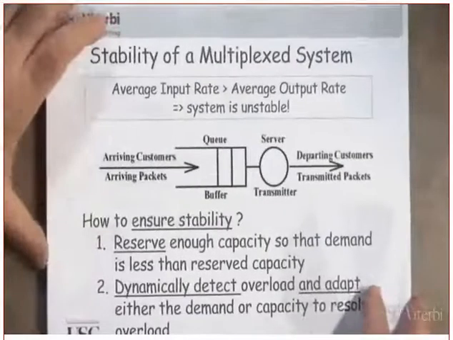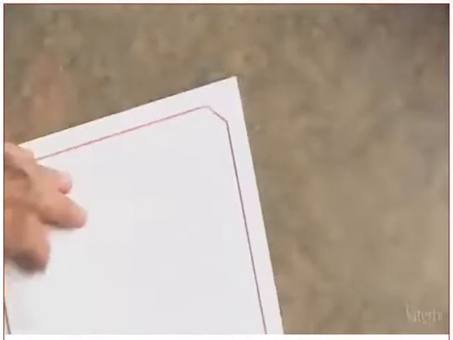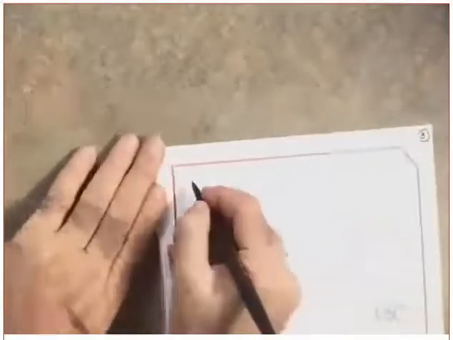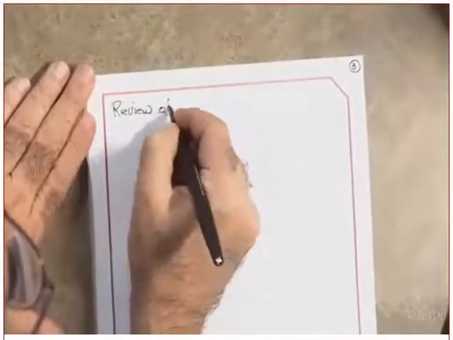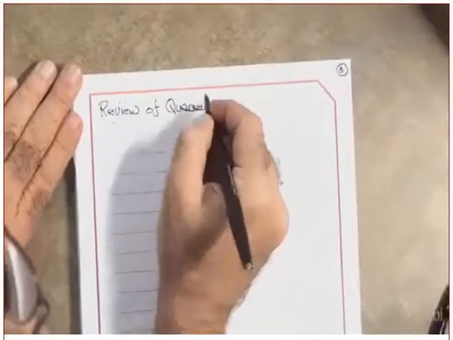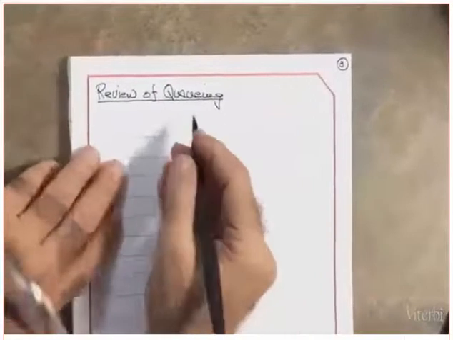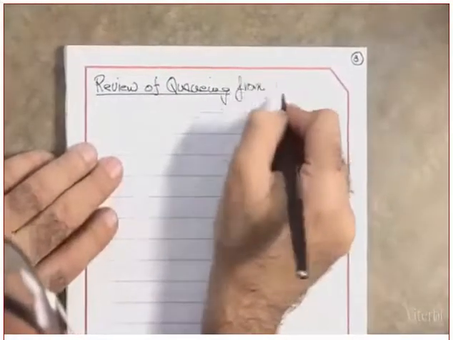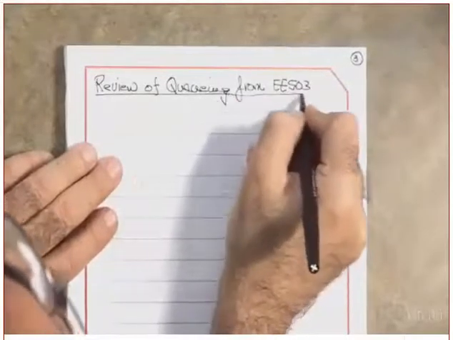Let's start reviewing. Okay, review of queues. I will also, by the way, set probably this Friday, I will talk with you about it at the end of the class, to review the queuing from EE 503. Let's see if you remember.